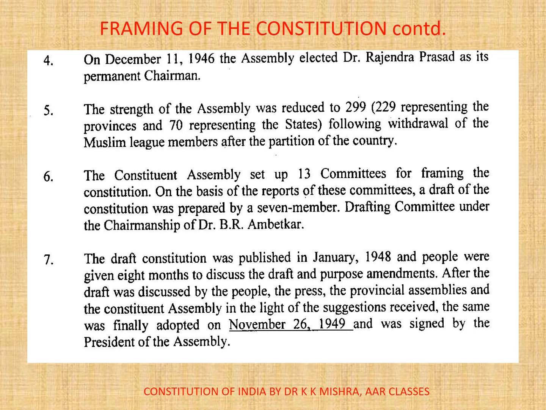Yes. Now, point 5. The strength of the Assembly was now reduced from 389 to 299, 229 representing the provinces and 70 representing the states, following the withdrawal of the Muslim League members after the partition of the country. Yes, the partition of the country took place, as we all know. 6. The Constituent Assembly set up 13 committees for framing the Constitution.